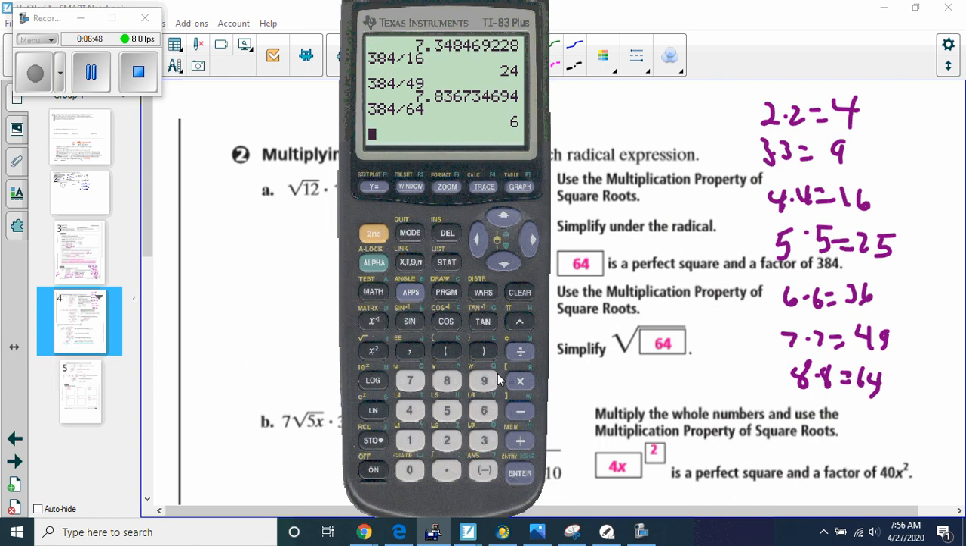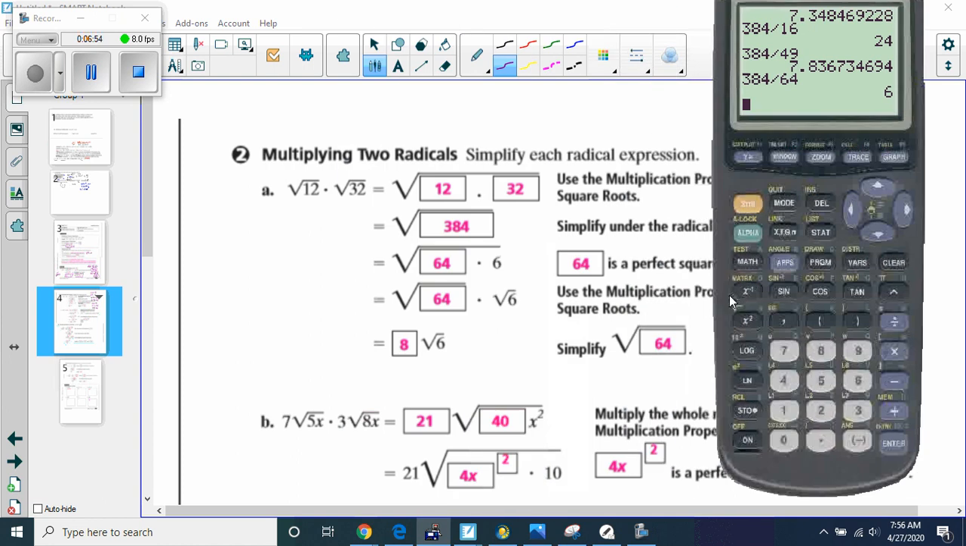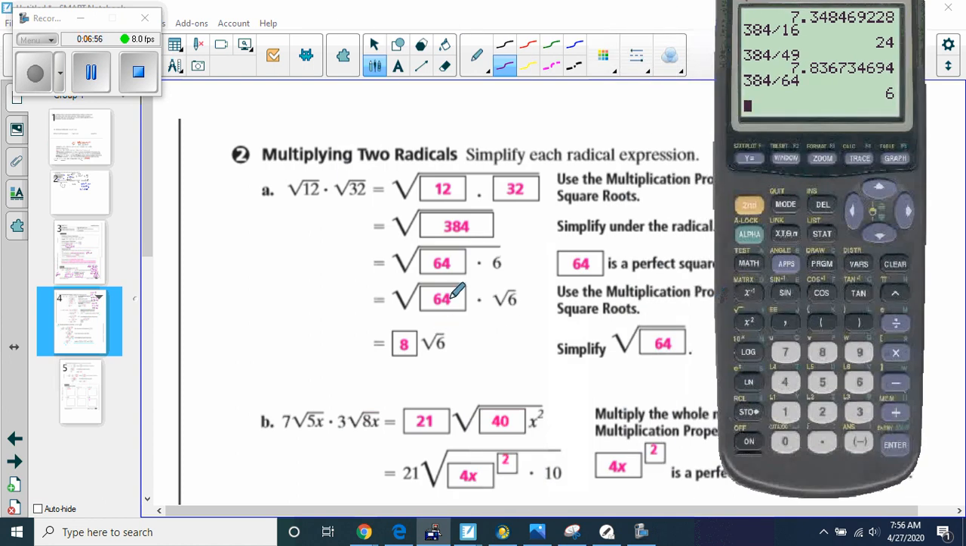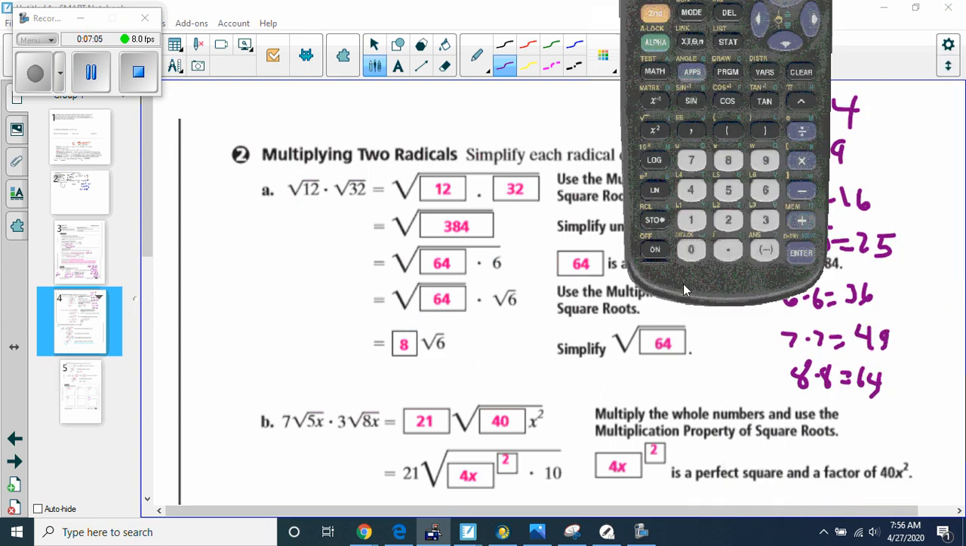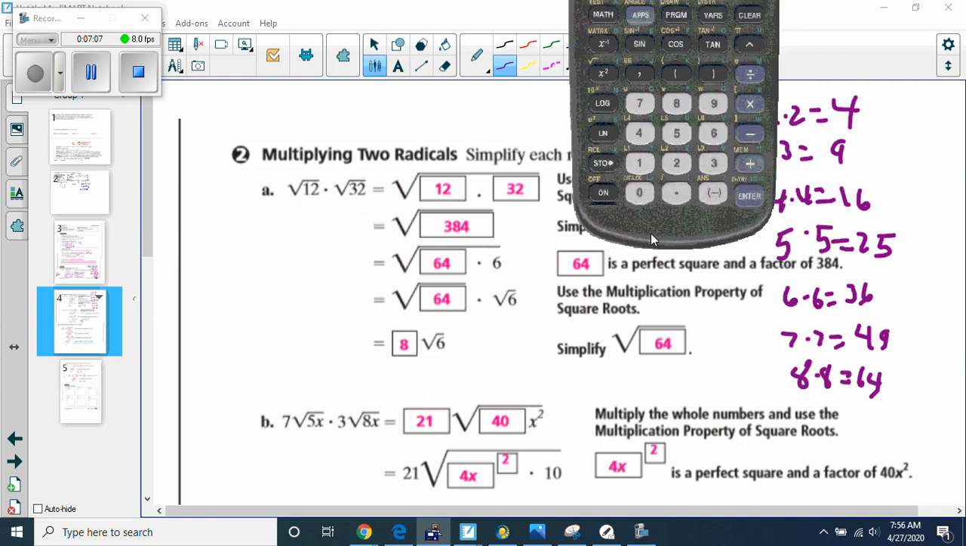Yes, it does. Oh, and it goes in 6 times. So that's where we're getting this 64 times 6. And the square root of 64 we know is 8, so my answer is 8 radical 6. So again, that could be very tricky. It's basically the same concept.